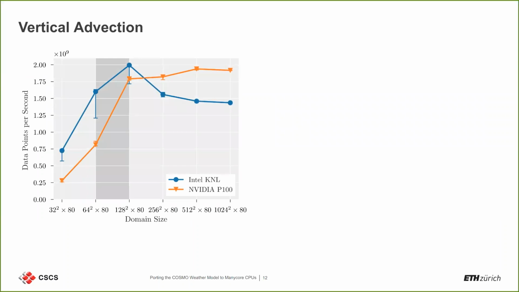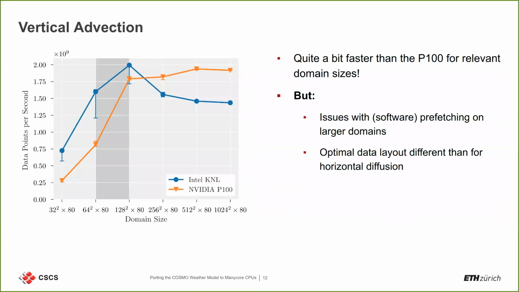For vertical advection, results were even better for the KNL, at least on the small domain sizes that were looked at as relevant for the local area simulations back then. The KNL outperformed the NVIDIA P100 quite significantly, but there were some issues. So on the larger domain sizes, as you can see here, there's suddenly a drop in performance. And the reason is actually that for those domain sizes, software prefetching that was used along the vertical failed.